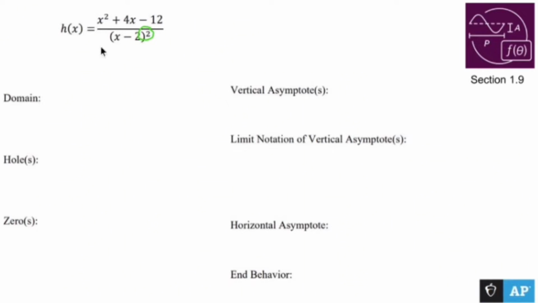Let's ignore the multiplicity part. We'll get to that in a second. Let's deal with the domain. The domain is what number am I not allowed to plug in? Any number or numbers that make the denominator equal to 0, I'm not allowed to plug in.